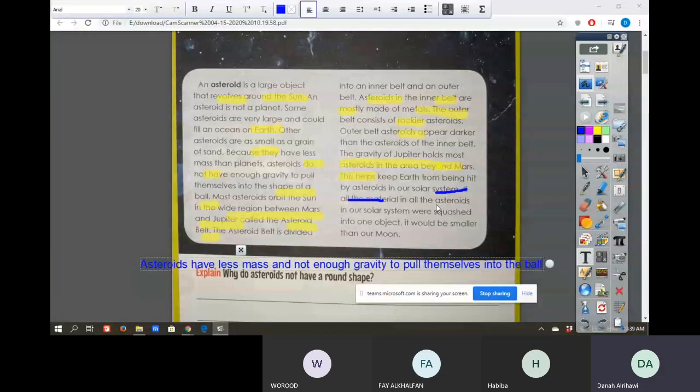Now let's highlight comets. It's not the next page, it's page 492. Let's talk about the comets. We say a comet is a small mass of rock, dust and frozen gases.